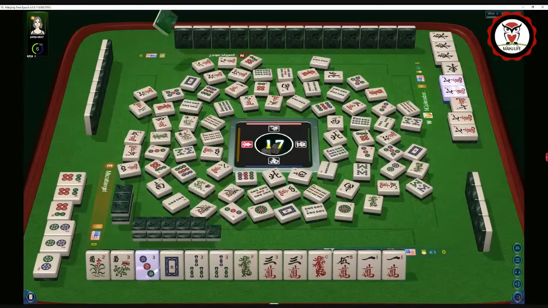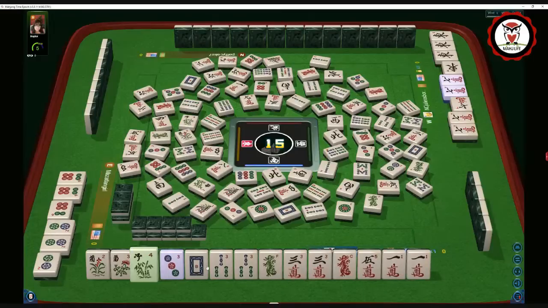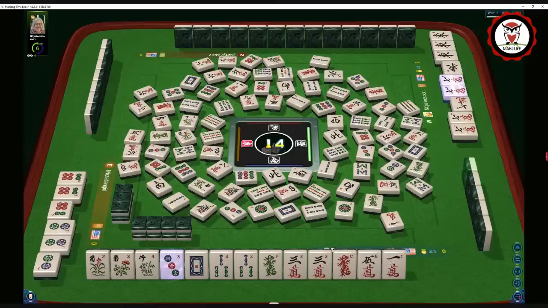Green dragon. Two characters. One bamboo. Oh, flower. That's going to be risky. One character. That is a risky tile right there. Nine characters. We have three picks and two discards, including a risky tile, the flower. I'm kind of wondering if the player across from us switched to defense. I bet they have seven bams. That's my guess.